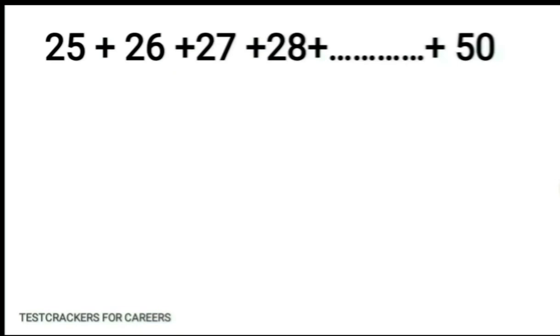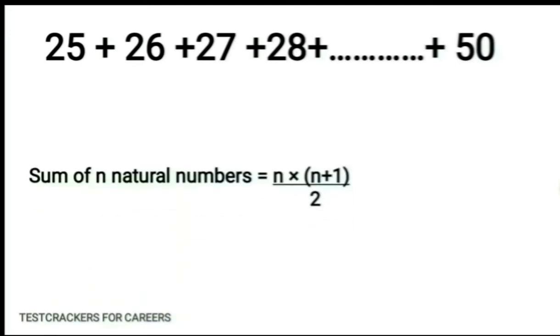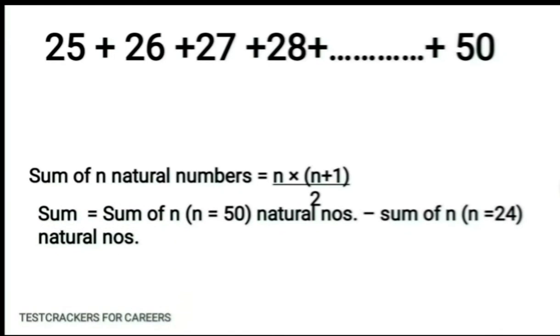Let's see another example. Let's find the sum of the given series. We need to find the sum of natural numbers starting from 25 till 50. To find this, we need to find the sum of natural numbers from 1 to 50 and subtract the sum of natural numbers from 1 till 24, that is 1 less than 25.